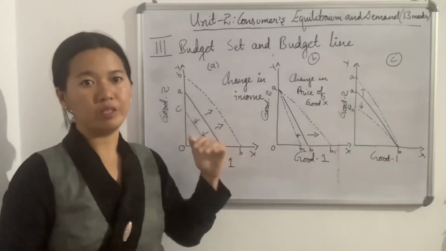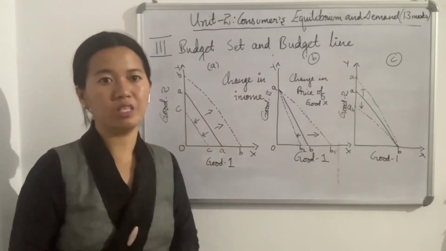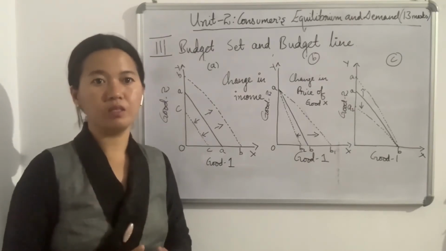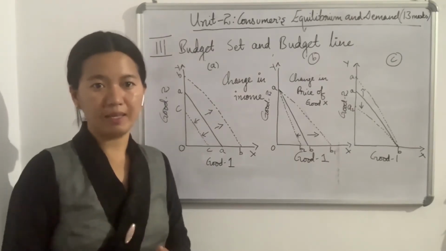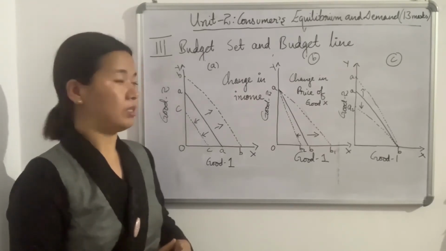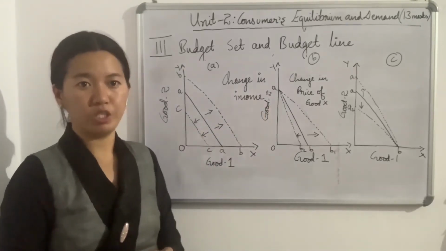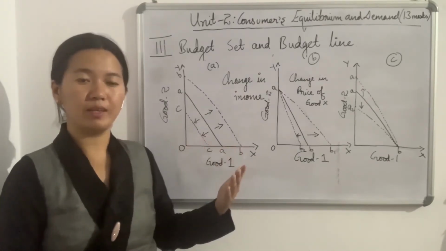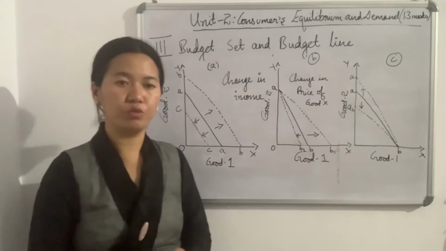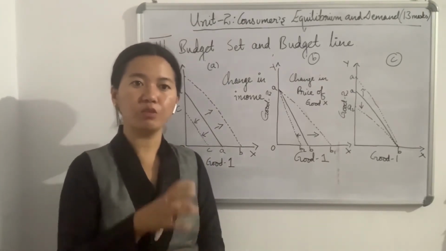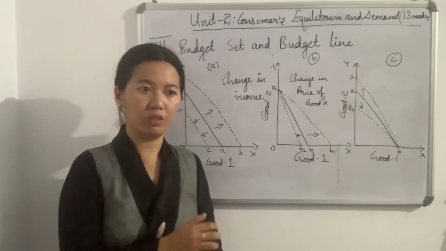In this way, the shift in budget line depends upon the change in income. When you have more income, your budget line will shift towards the right, and with less income, the budget line will shift towards the left. And in the same way, let's go to the rotation of the budget line. The rotation of the budget line depends upon the prices of the two goods. When the price of good 1 remains constant.